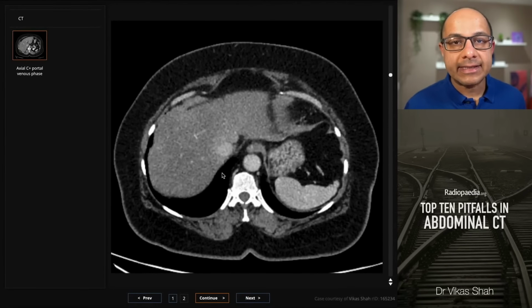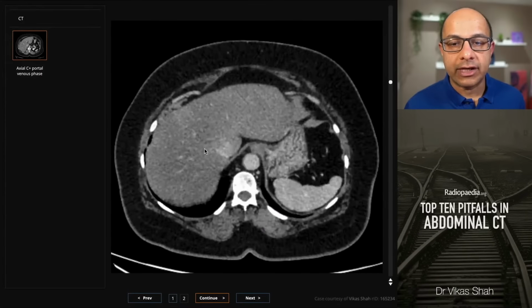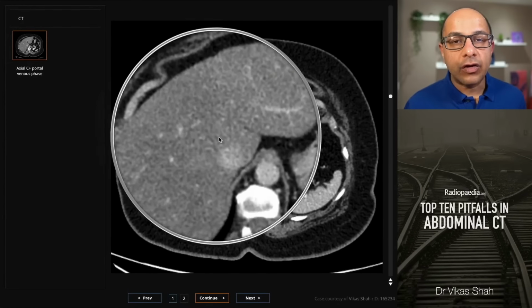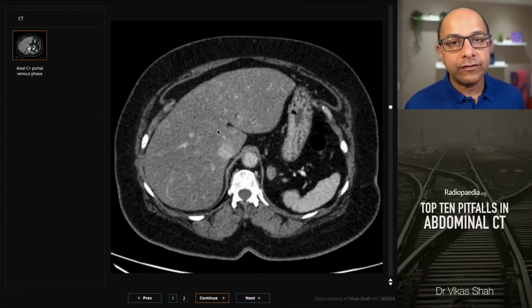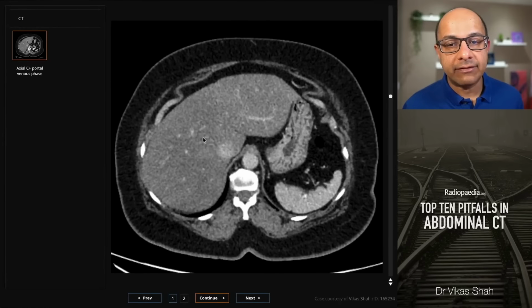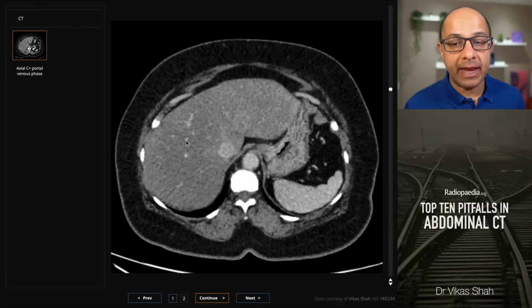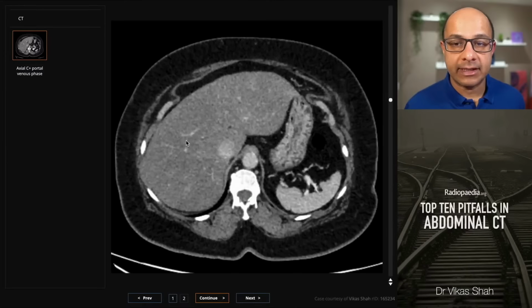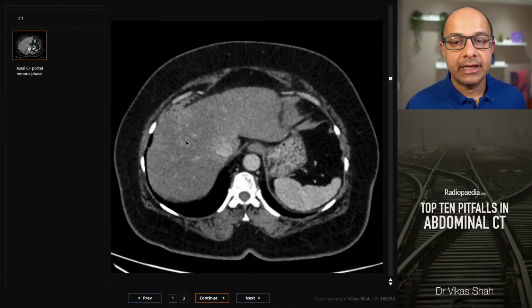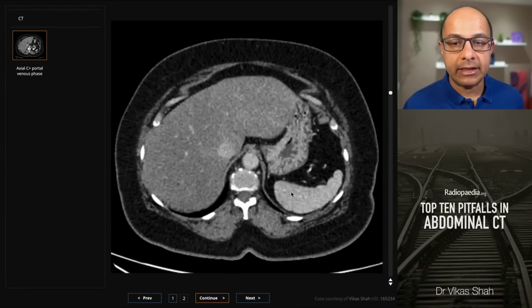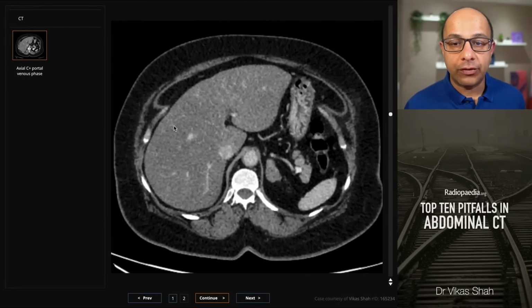Here on a CT, we've got a global reduction in liver density. A good visual indicator is on a portovenous phase CT. If you look at the density of the liver and it's less than the spleen, then that's a good indicator of diffuse steatosis. Make sure you do that on a portovenous phase study, because on the arterial phase study, the spleen enhances early. And here, this is uniformly of low density.